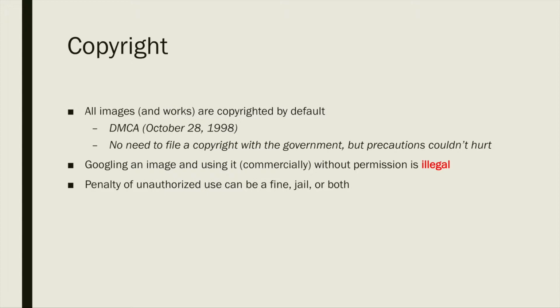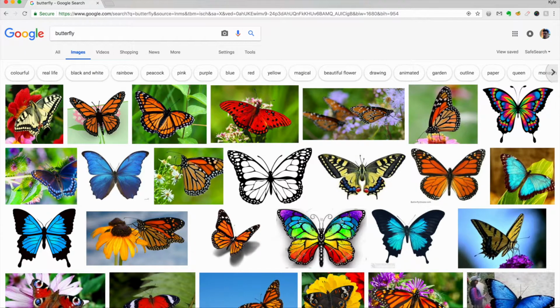However, if you are to just Google an image and you want to use it commercially without permission, that is illegal. If you are found out, the penalty for unauthorized use can be a fine, jail, or both. So what that means is that basically if you're going to go online and find an image, you want to make sure you have the right to use it. Otherwise, you can get into a lot of trouble. Again, if you were to go online and search butterfly, any of these images are great to use, but you need to make sure that you're following the license and the rights of the image before you go out and start using it on pamphlets, flyers, websites, or anything else commercially.